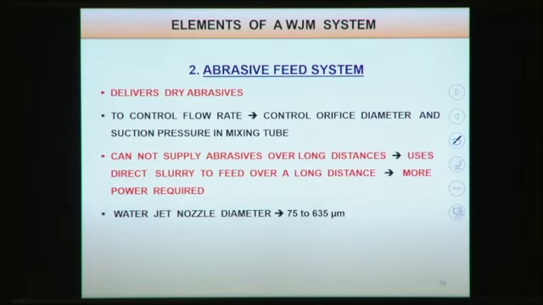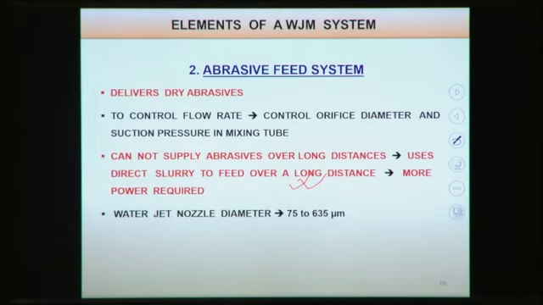Okay, so nowadays a new system has come where instead of mixing the abrasive and water inside the mixing chamber, you can mix the abrasive and water somewhere else as a slurry, and you can flow this slurry and feed it over a long distance. But in this case, when you are delivering this slurry over a long distance, you need a high velocity, which means you need a high power pump or intensifier.